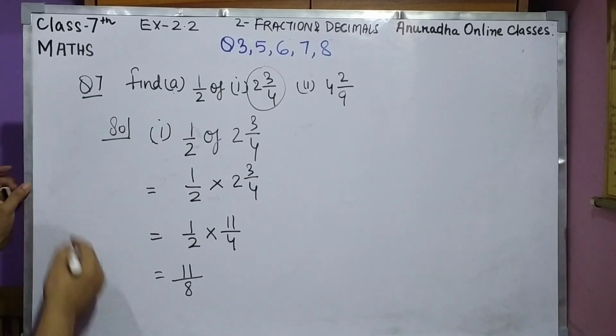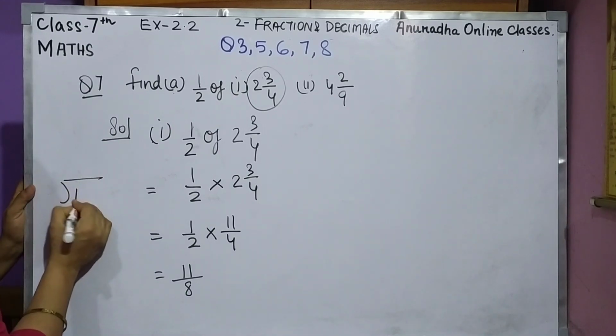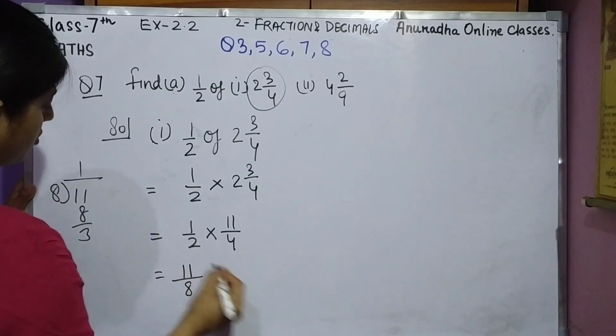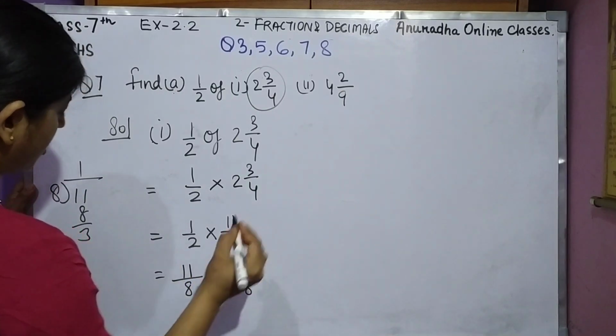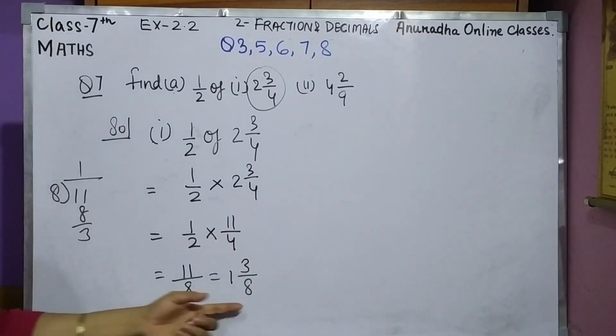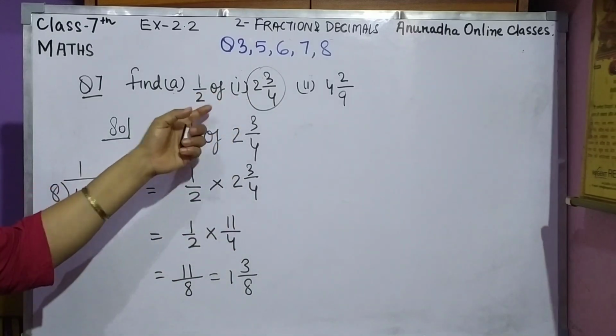Change it into a mixed fraction. 1 eight is 8. So what is the remainder? Remainder is 3 and quotient is 1. So here is our product of these two fractions.